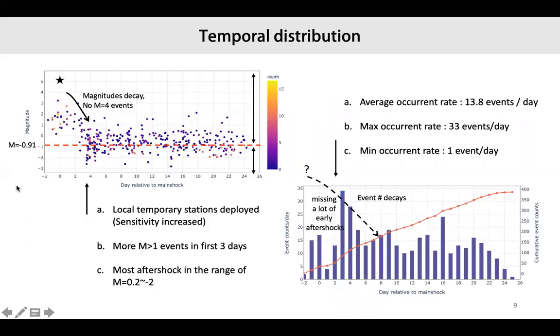Here is the magnitude distribution with time. The x-axis shows the day relative to the main shock. As you can see, in the first few days, we only detected events with magnitude larger than 0.